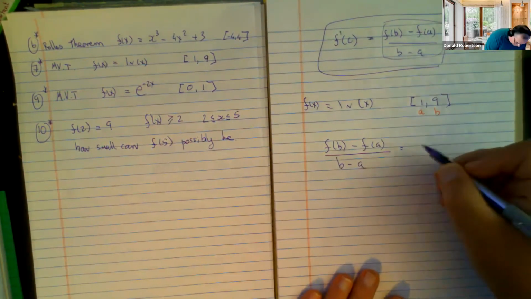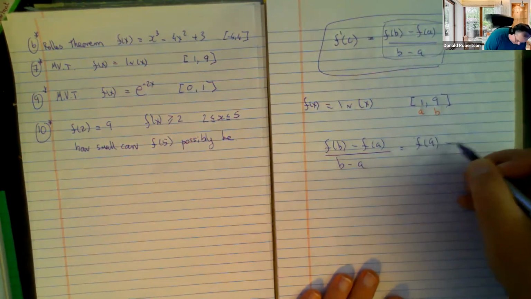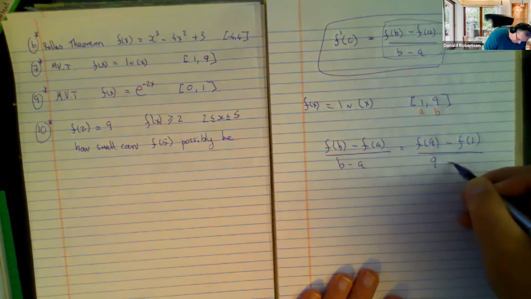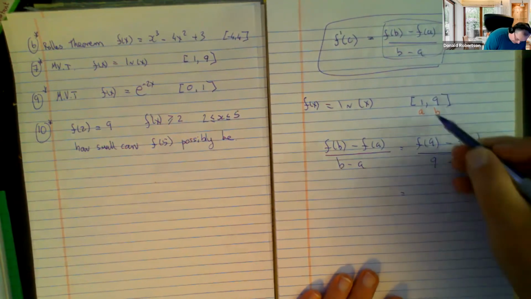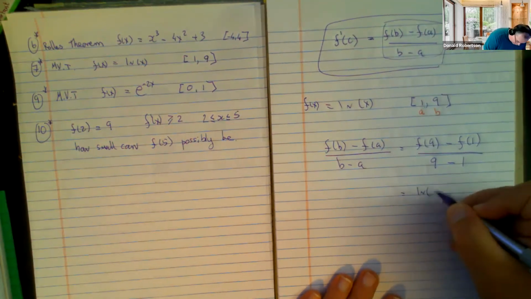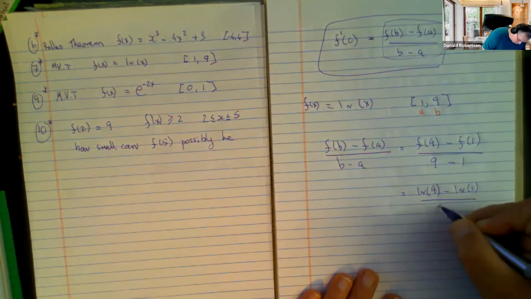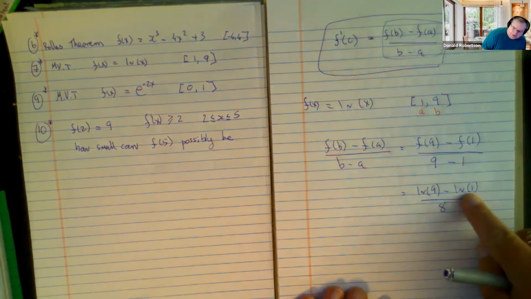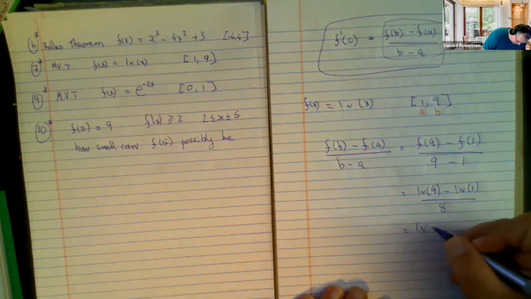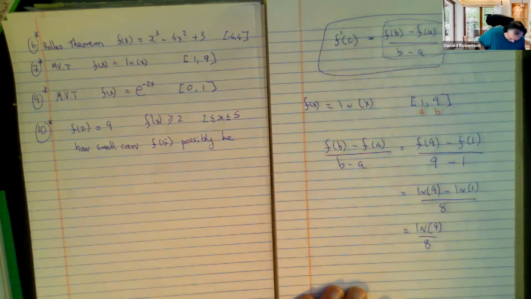So in our case, it's going to be the function at 9, take away the value of the function at 1, over 9, take away 1. That guy 9, here we go, is going to be the log of 9, take away the log of 1, over 8. The natural log of 1 is 0, leave that guy alone. And so we now have a rather ugly guy to deal with.